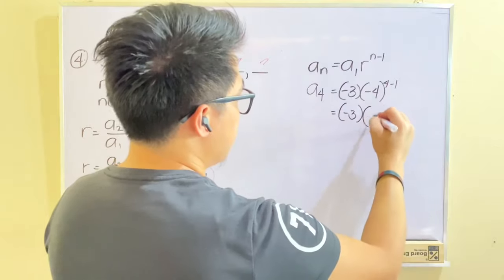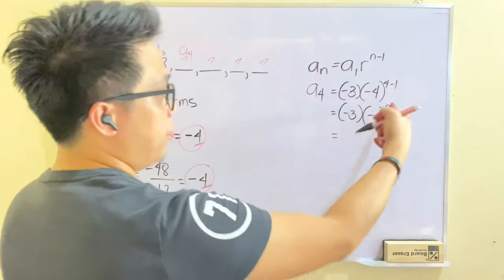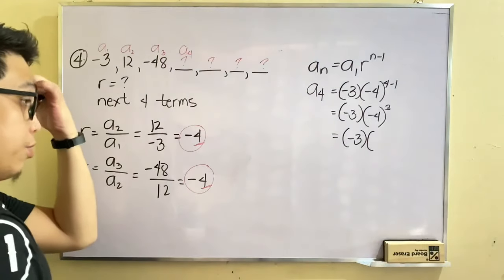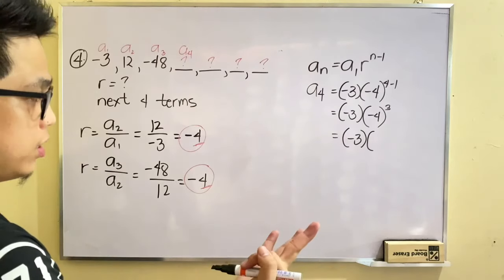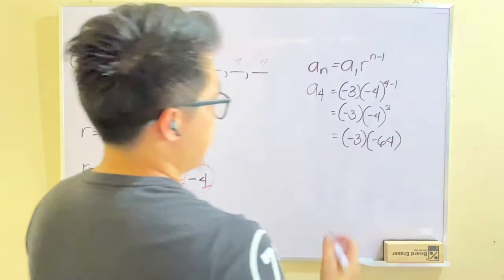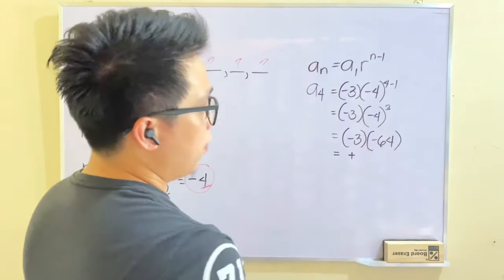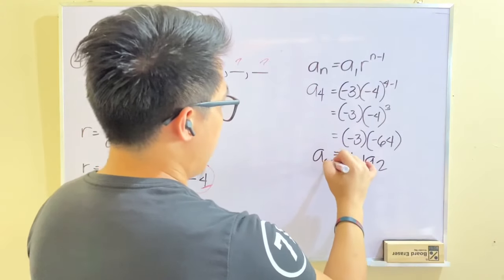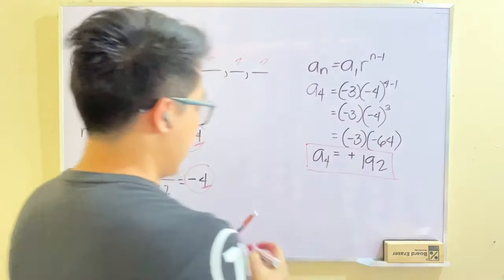Negative 3 times negative 4 raised to 4 minus 1, which is 3. So, negative 4 raised to 3. Negative 4 times negative 4 is positive 16 times negative 4, it is negative 64. Negative times negative, positive. 3 times 64 is ilan? 192. So therefore, our fourth term of the geometric sequence is positive 192.